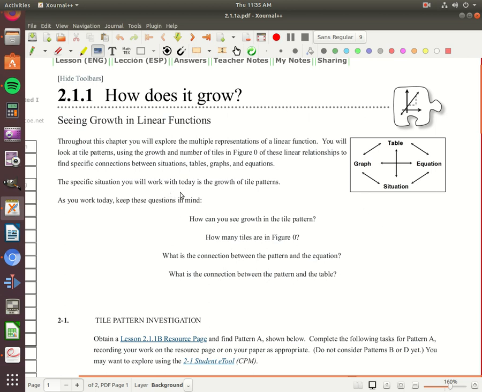The specific situation you will work with today is growth of tile patterns. As you work today, keep these questions in mind. How can you see growth in the tile pattern? How many tiles are in figure 0? What is the connection between the pattern and the equation? And what is the connection between the pattern and the table?